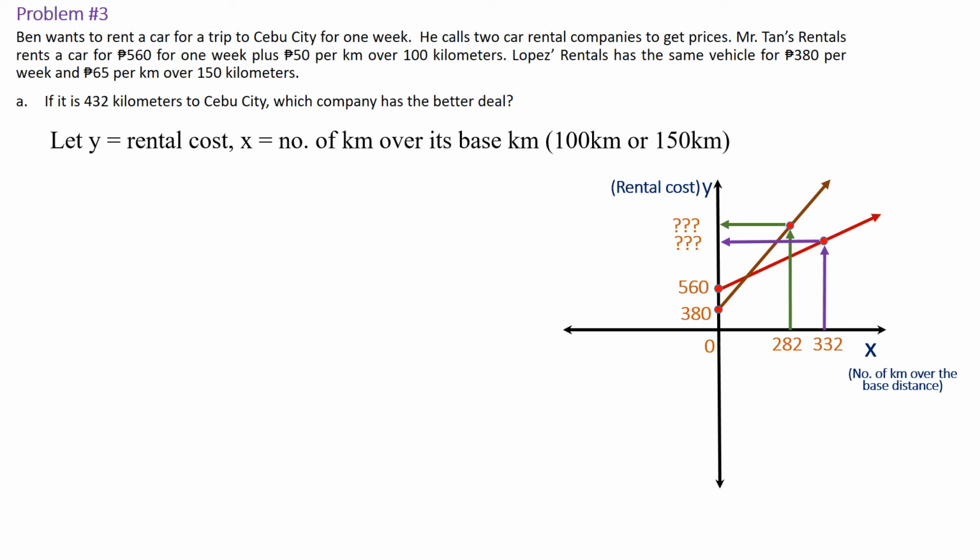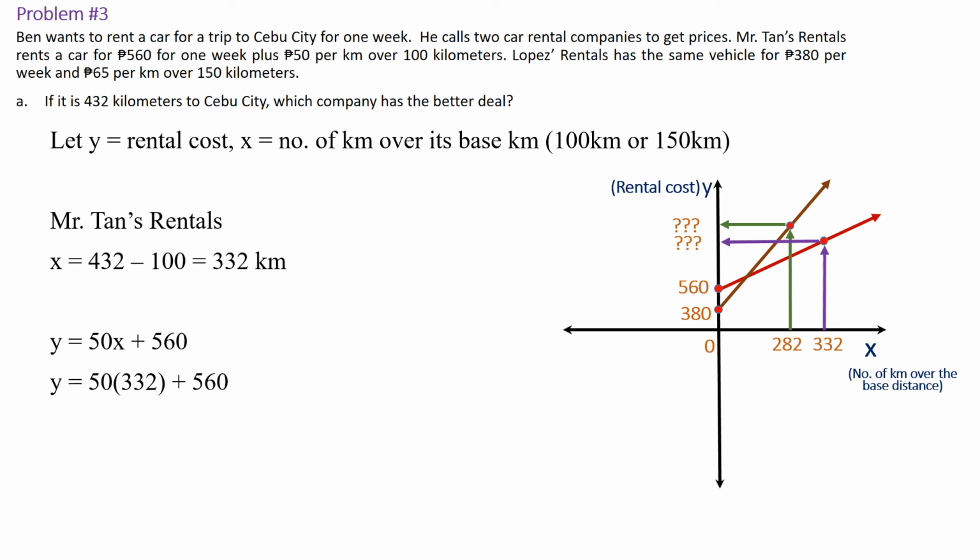Let y equal rental cost and x be the number of kilometers over its base distance. For Mr. Tan's Rentals, we're going to find the x first. 432 minus 100, it's 332 kilometers. Then we will use the mathematical model y equals 50x plus 560. So 50 is the rate, 50 pesos per kilometer over the base distance, and 560 is the fixed cost. So substitute x by 332, and we multiply 50 and 332, which will be 16,600. And then we get the sum, it will be 17,160 pesos.